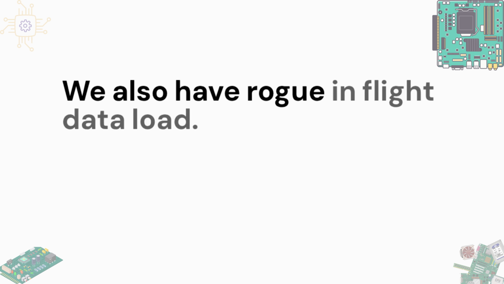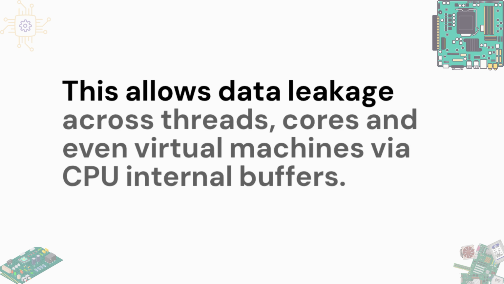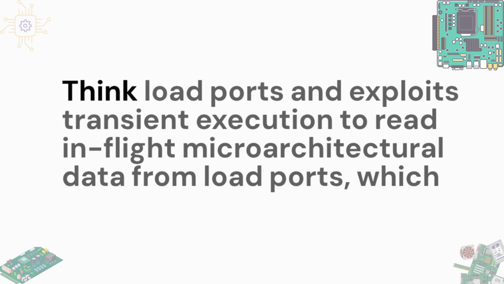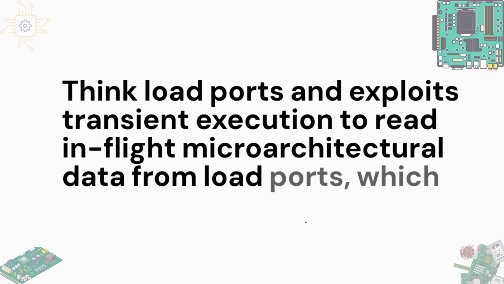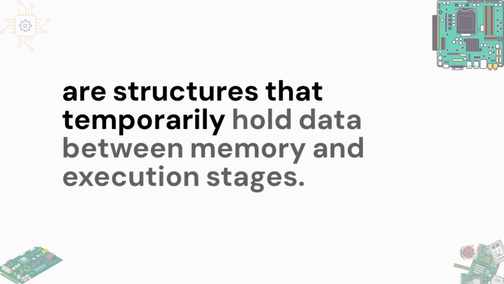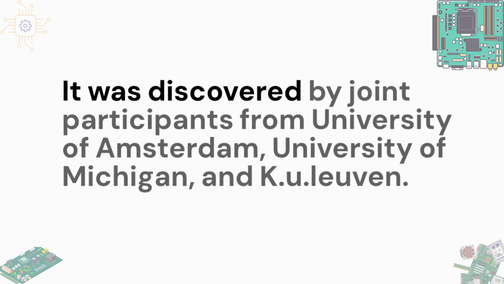Now we also have Rogue In-Flight Data Load, RIDL. This allows data leakage across threads, cores, and even virtual machines via CPU internal buffers, think load ports. It exploits transient execution to read in-flight microarchitectural data from load ports, which are structures that temporarily hold data between memory and execution stages. It was discovered by joint participants from Vrije Universiteit Amsterdam, University of Michigan, and KU Leuven.